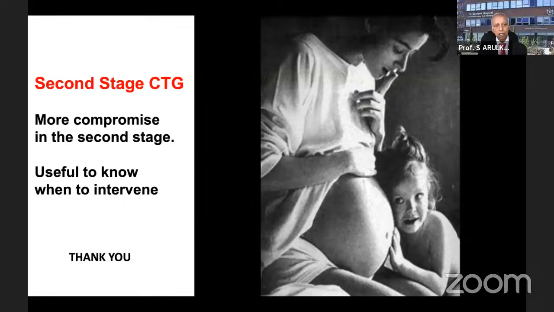And this should be useful to know when to intervene. And when to intervene is when the decelerations get broader and deeper, and the heart rate goes up or down, or if the interdeceleration interval starts going down. Thank you very much for your kind listening.